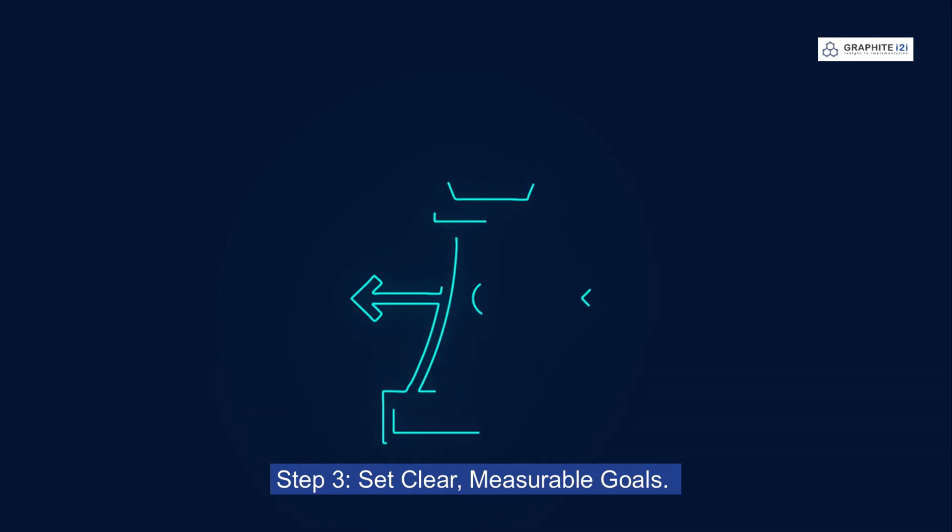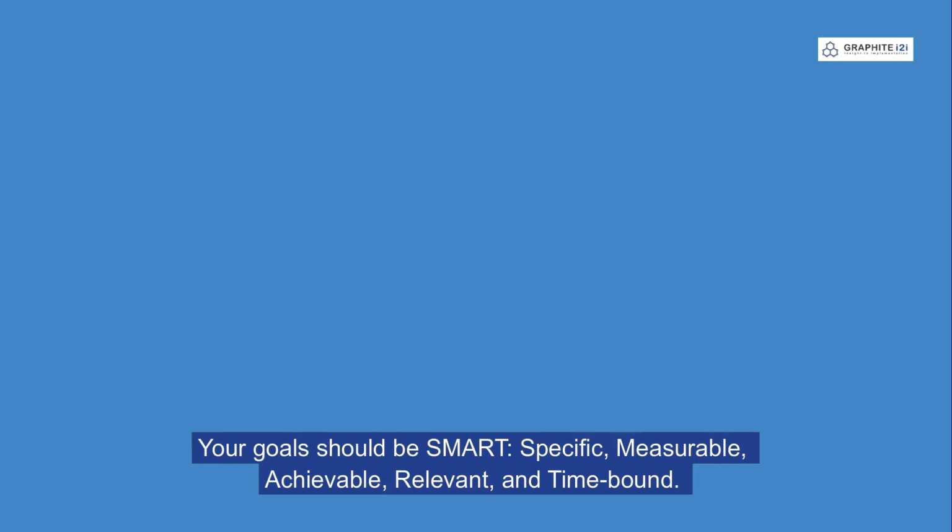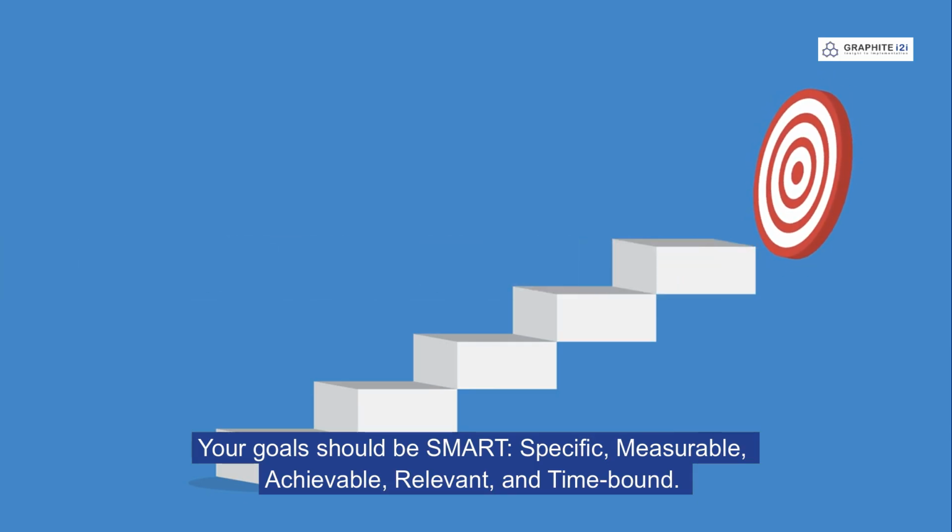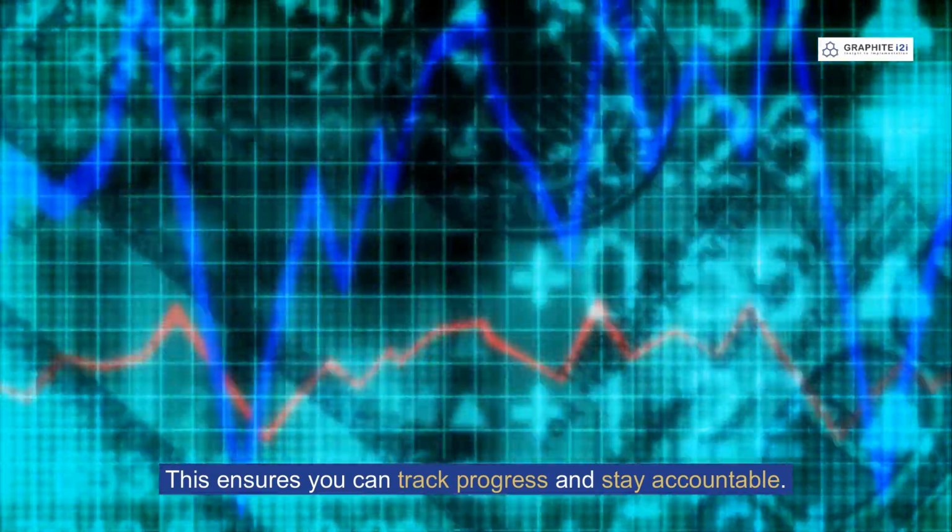Step 3. Set clear, measurable goals. Your goals should be SMART: specific, measurable, achievable, relevant, and time-bound. This ensures you can track progress and stay accountable.